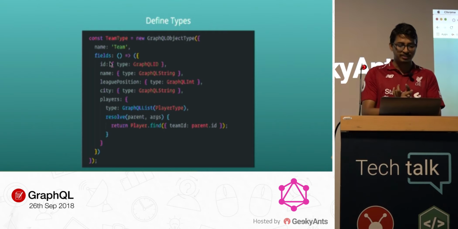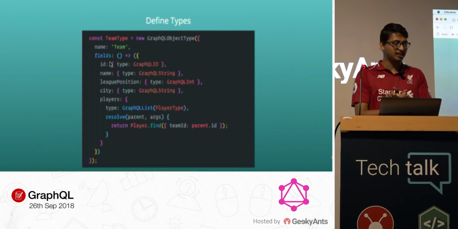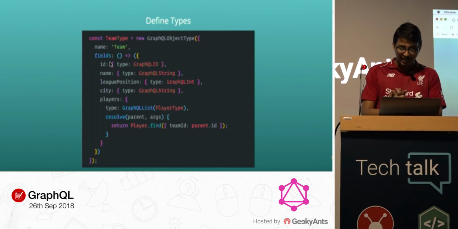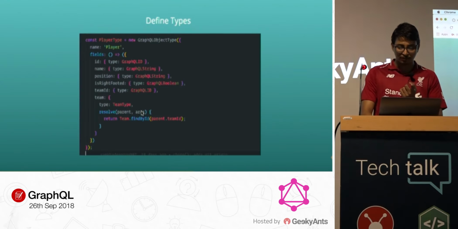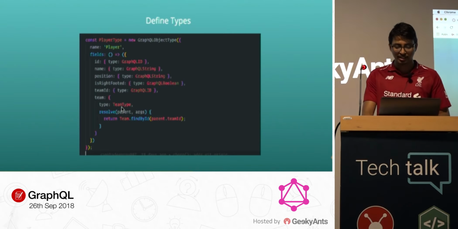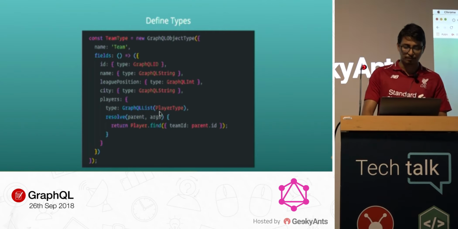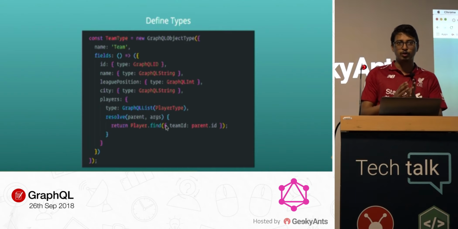It's similar. Team has an ID, a name, a league position of where it is right now, and team also has players. Since one player has a team, a team also has players, and one team can have multiple players. So here I'm returning a list of players. Instead of returning one team, here we are returning a list of players. And how do we know which players play for this particular team? We find all the players which have a team ID of the team's ID, which is parent.id.